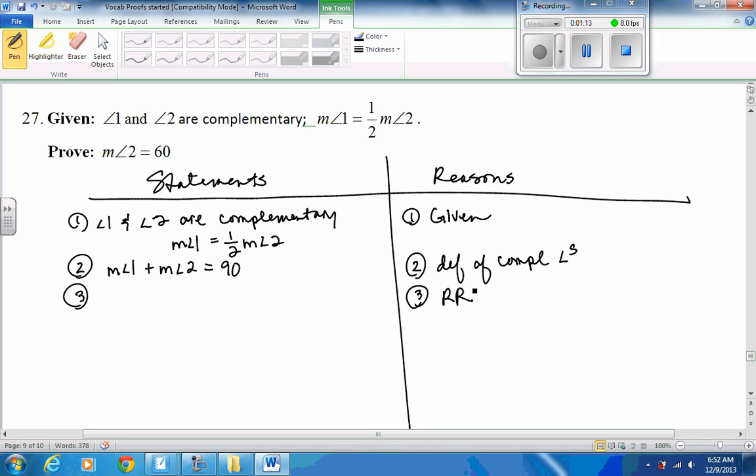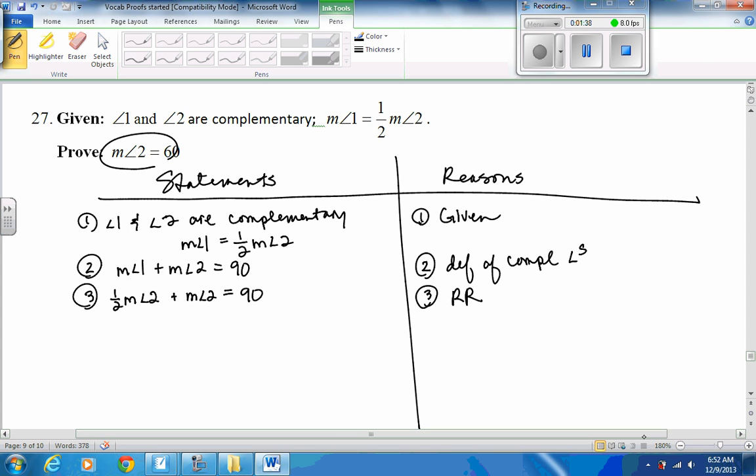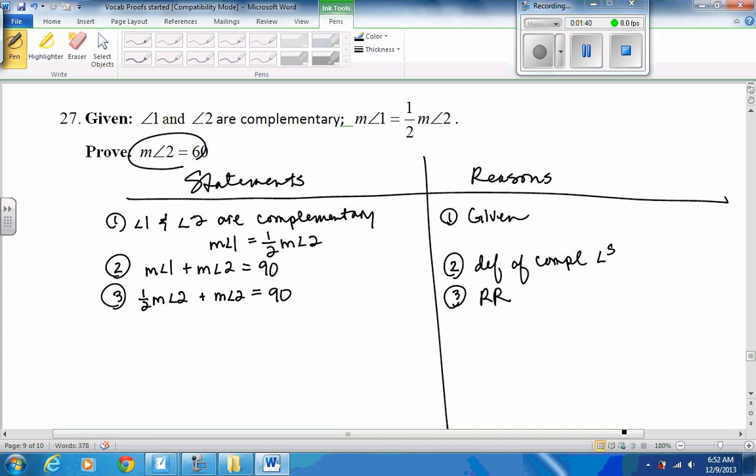And right now, I know what measure of angle 1 equals, so I can replace measure of angle 1 with half of measure of angle 2, which is really what I want. I want a relationship with just angle 2 in it. So let's get rid of that 1 in this equation. Replace 1 with 1/2 of measure of angle 2. Replacement rule. Well, how does that get me to measure of angle 2 equals 60?